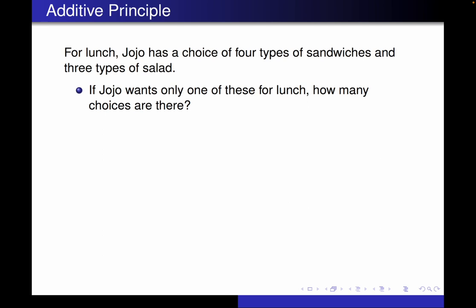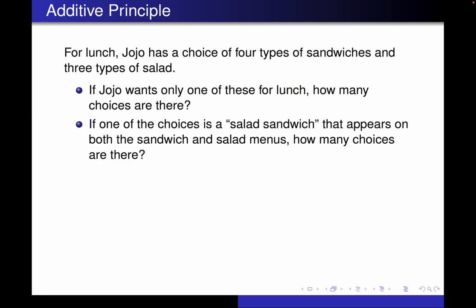So let's look at the first type of problem. Let's suppose Jojo wants only one of these for lunch, either a sandwich or a type of salad. How many choices are there? Now, this is a little bit different than the second problem. If one of the choices is, I know this is ridiculous, but a salad sandwich, and I put that in there because that might appear on both the sandwich menu and the salad menu, and if that is the case, how many choices are there? Now, the first problem, you just add the 2 numbers together. 4 plus 3 equals 7 choices.